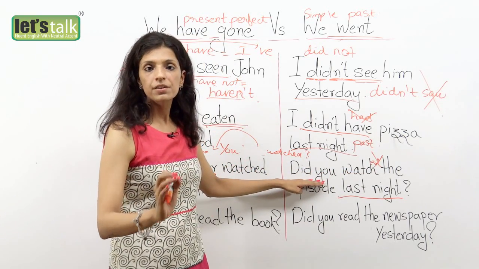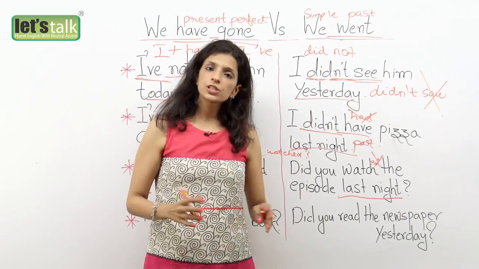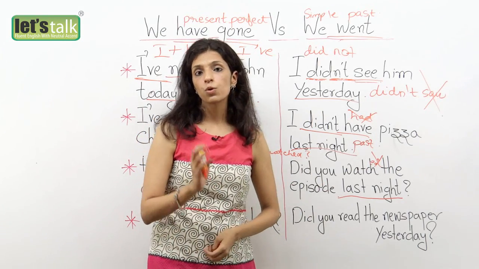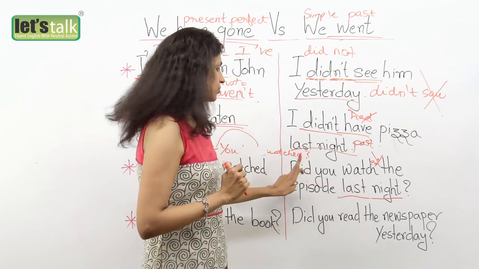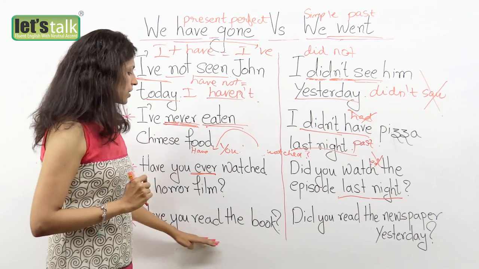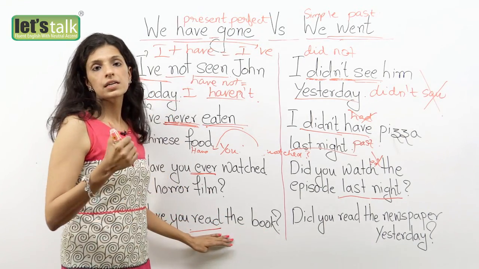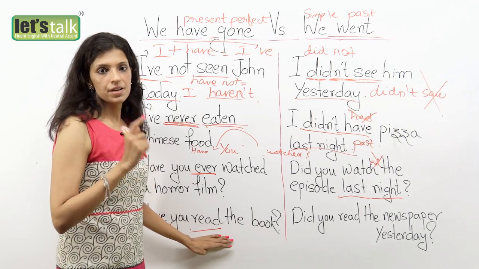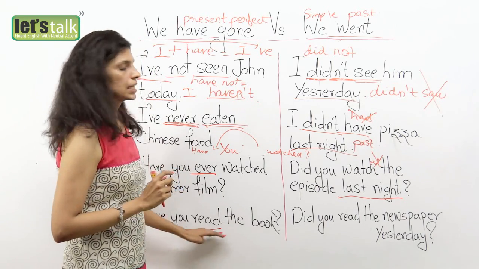Now the most common error people make while making simple past questions is, you watched the film? No, it's not you watched. Did you watch? Alright. Last night past, so you put it, did you watch? And well, another example, have you read the book? Now, the spelling remains the same. Read in the present, read in the past, read in the past participle.